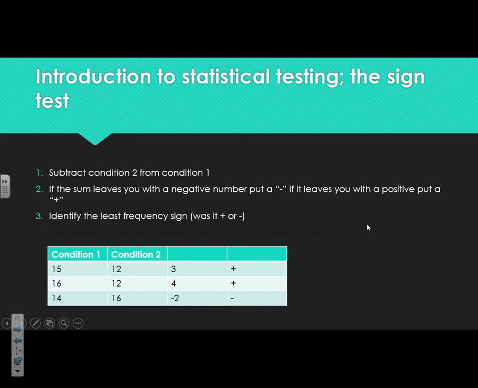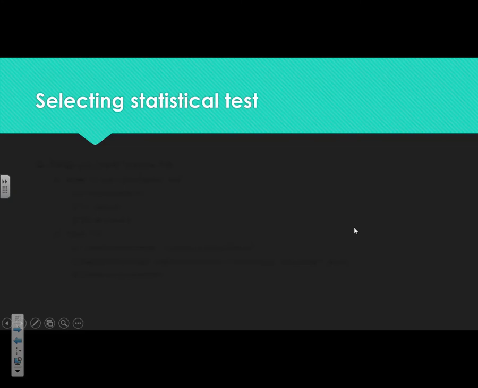Then you would identify the least frequent sign. The least frequent sign was the minus. Then you'd count up the number of least frequent signs, and that is your calculated value. So in this one there is 1 minus, so the calculated value is 1. As simple as that, so please don't overthink it.